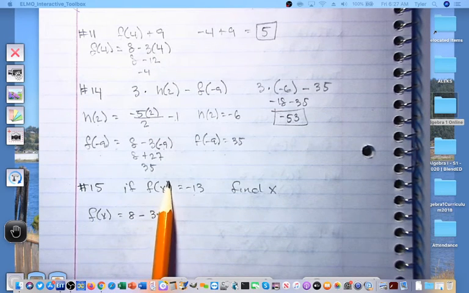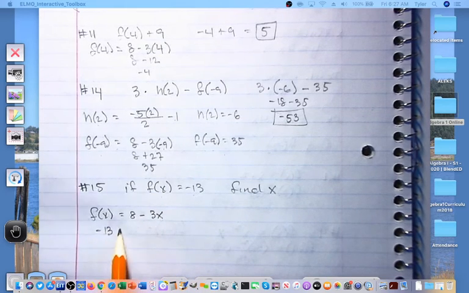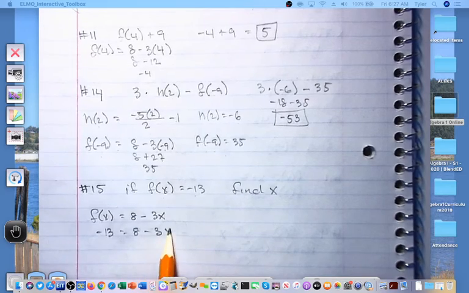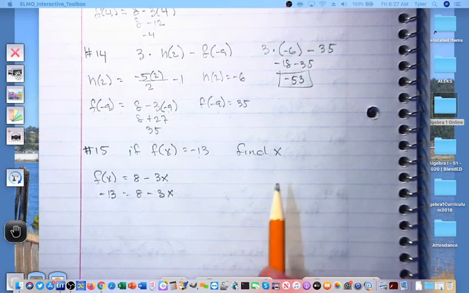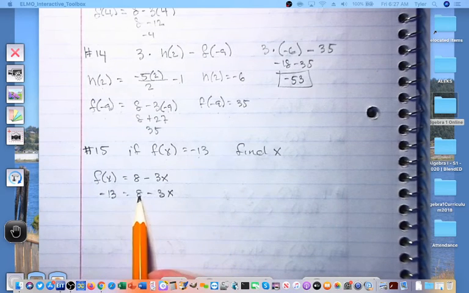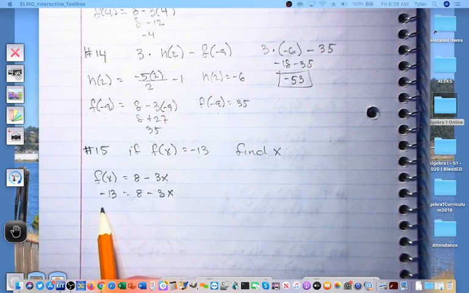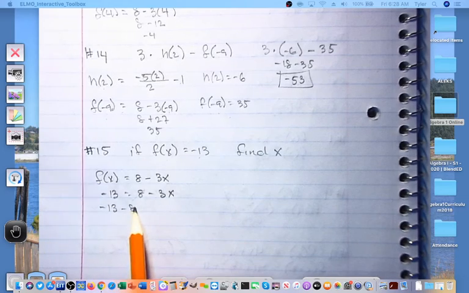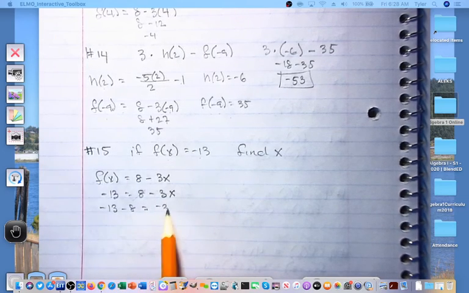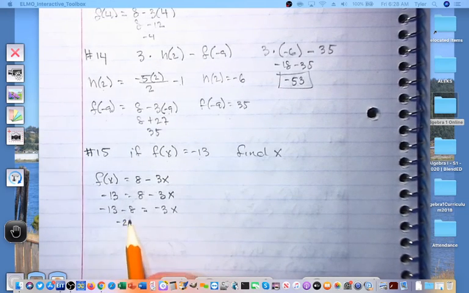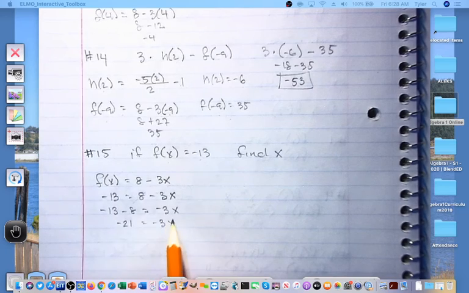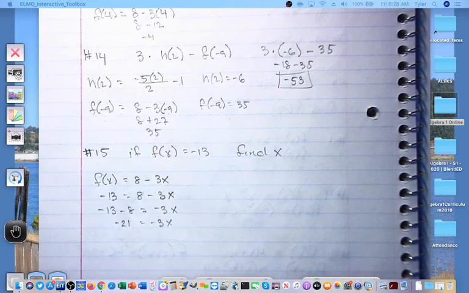So what I'm going to do is take the f of x out, and I'm going to put a negative 13 in. And when I solve for x, this should tell me what my original input must have been. First thing I'm going to do is subtract 8 from both sides. It's going to be negative 13 minus 8 is equal to a negative 3x. Negative 13 minus 8 is going to give me a negative 21 is equal to a negative 3x. And I'm one step from discovering what that input was.